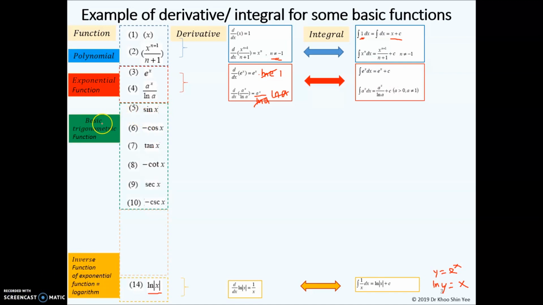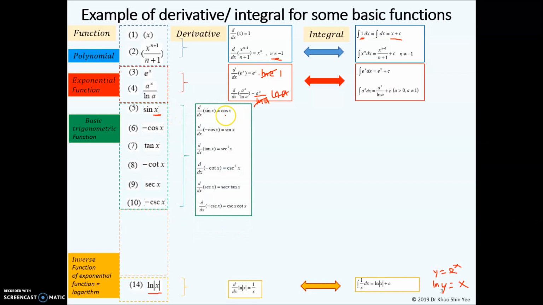Let's look at the basic trigonometric functions. If you differentiate sine, you should get cos. If you differentiate tangent, you should get secant square. If you differentiate secant, you get secant tangent. If you differentiate the cos, you get negative sine, and for the sine, you get cos. There is a relationship there.